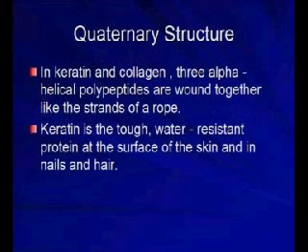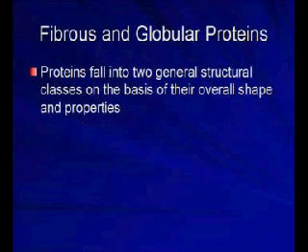In keratin and collagen, 3 alpha helical polypeptides are wound together like strands of rope. Keratin is a tough, water-resistant protein at the surface of the skin and in the nails and the hair. Proteins fall into 2 general structural classes on the basis of their overall shape and properties. These include fibrous and globular proteins.